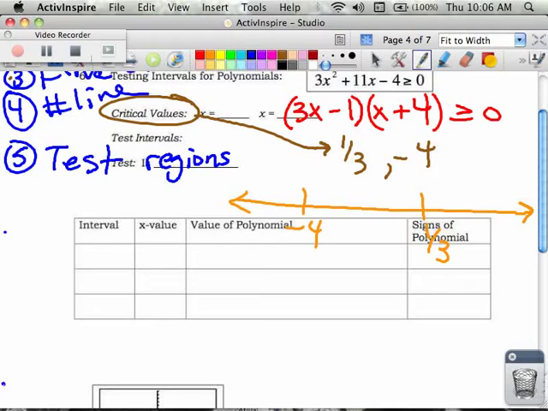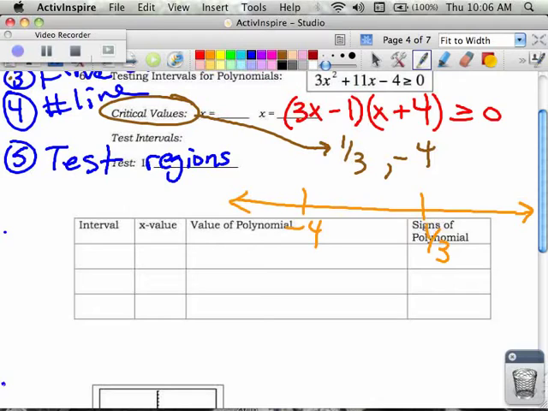I go back up into this parentheses on the left-hand side, and I plug 100 in for the x. I would have 3 times 100, 300, minus 1, 299. That's a positive number, yes? If I take that same number 100 and plug it into the second parentheses, 100 plus 4 is 104. That's also a positive number.